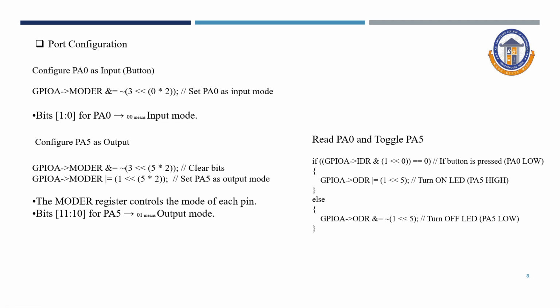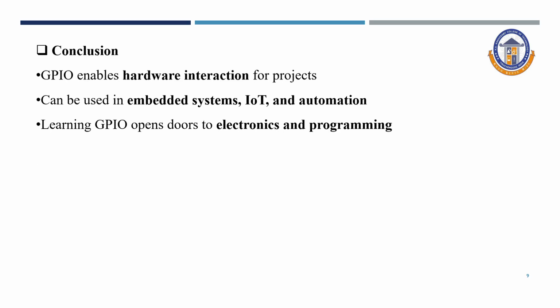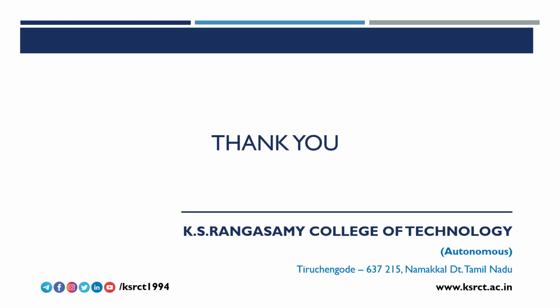So this is the overview of the general purpose input output. Final conclusion about the general purpose input output: it enables hardware interaction for projects. It can be used in embedded systems, IoT and automation. Learning general purpose input output opens doors to electronics and programming.